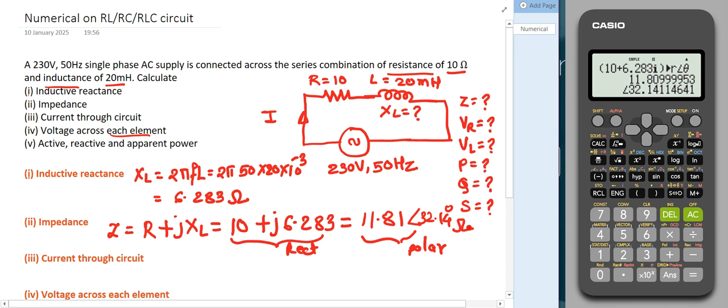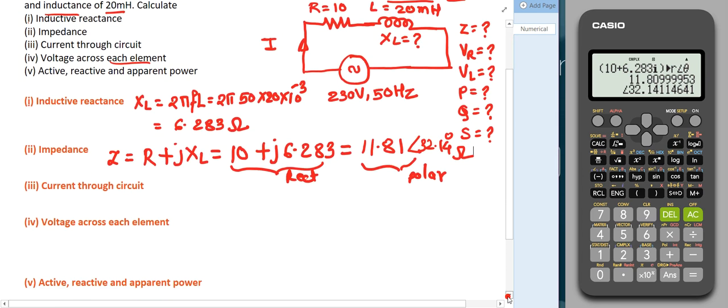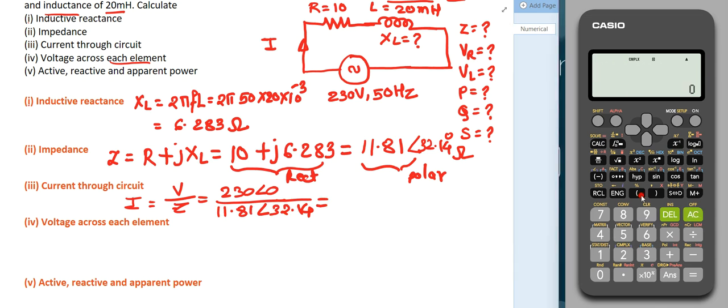Now I want to calculate the current through the circuit. So how can I calculate the current? For the current, the formula is very simple. I is equal to V upon Z. So voltage is taken as the reference. It is RMS value. So it is 230 at an angle of 0 divided by 11.81 at an angle of 32.14. So this can be performed on the calculator directly. I will show you how to perform on the calculator.